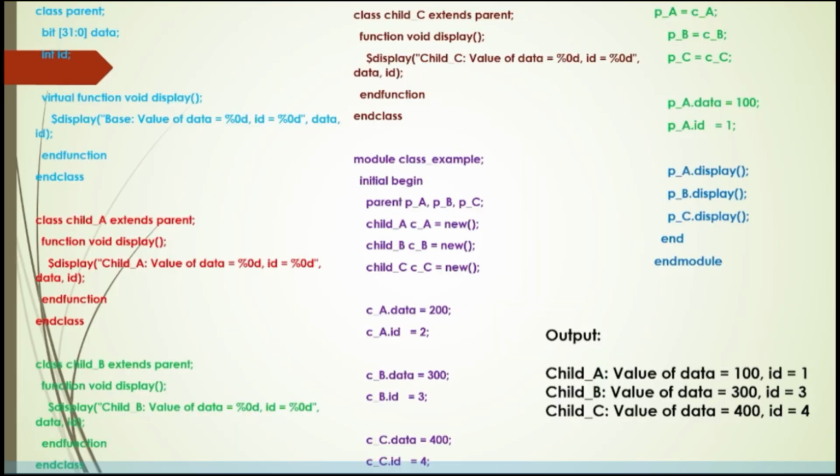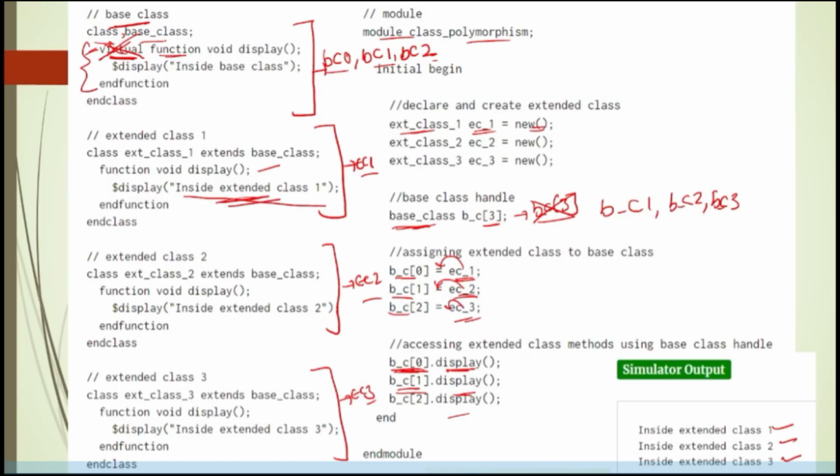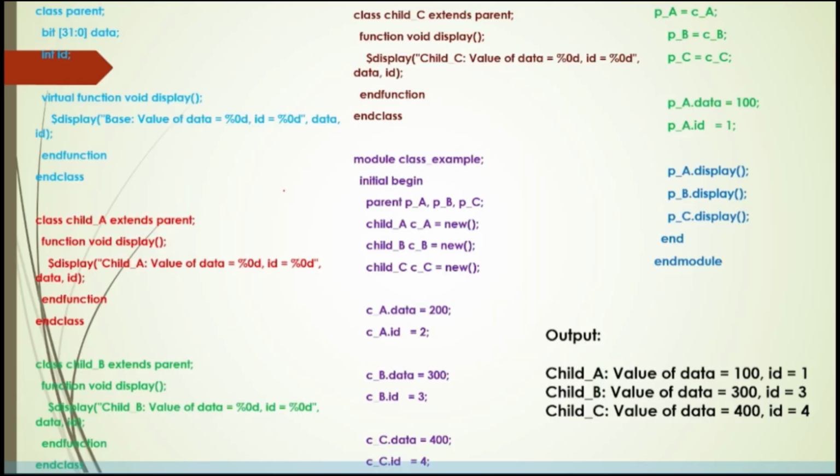Okay, the same example here. But instead of just creating the display functions, I have taken another example in order to show you how we can override it. Because as I already told you, in inheritance, by using the child class handle, you will be overriding the methods within the parent class, is it or not? But as I told you, in polymorphism, by using the parent class handle, you can also override the child class methods.